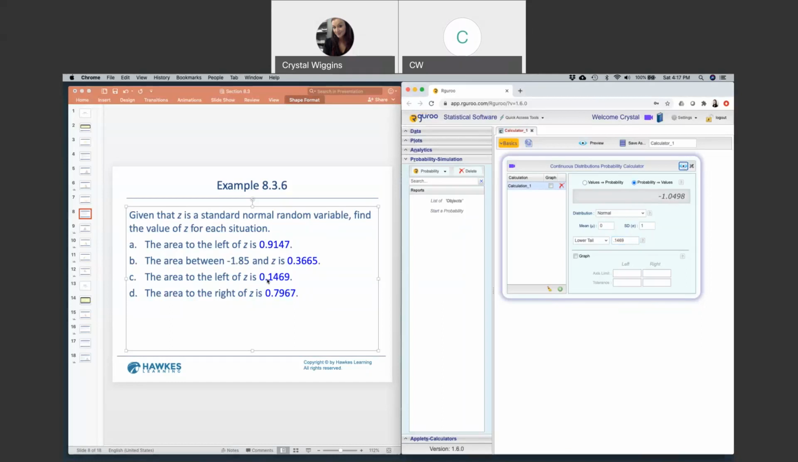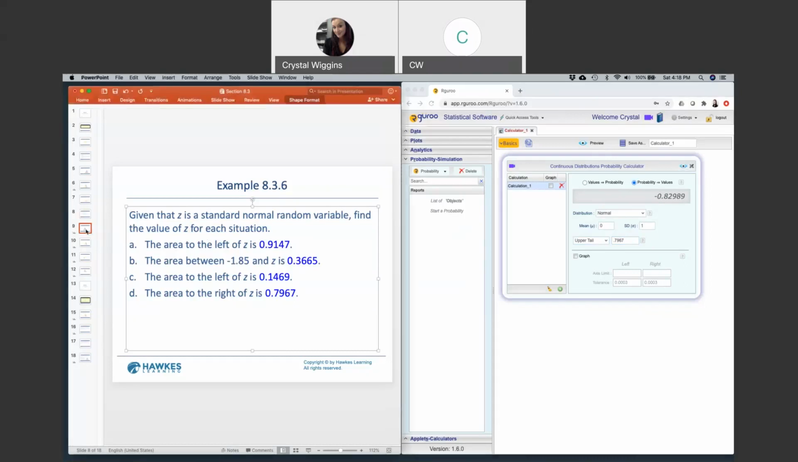And let's do a right area. The right area is 0.7967. We're looking for that z-score. So I'm going to say this is the upper tail area, 0.7967, and the z-score is negative 0.83 if I'm rounding to 2 decimal places.